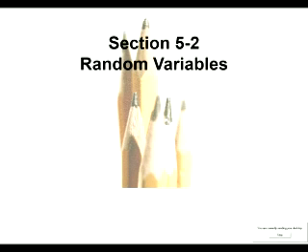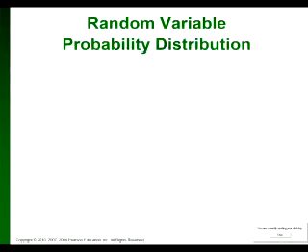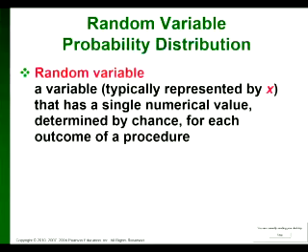Section 5.2 is random variables and probability distributions. Let's get those definitions.